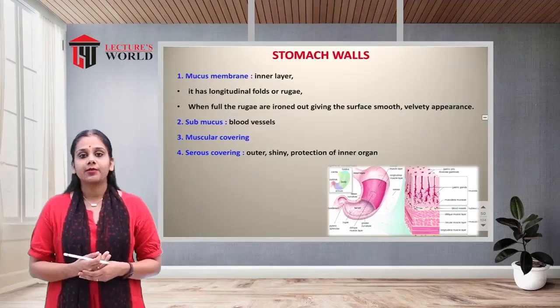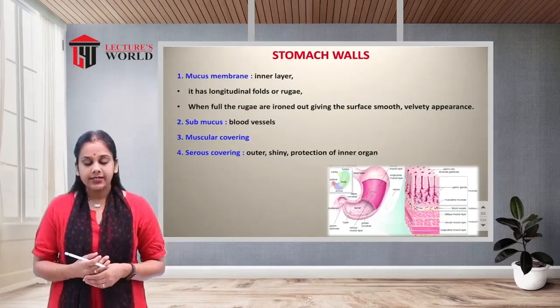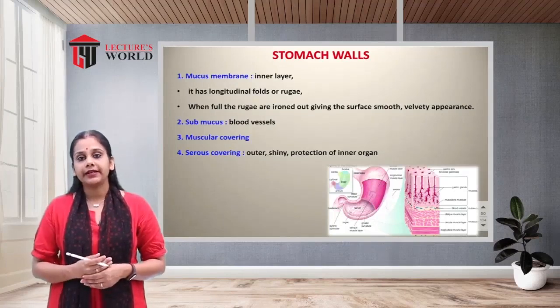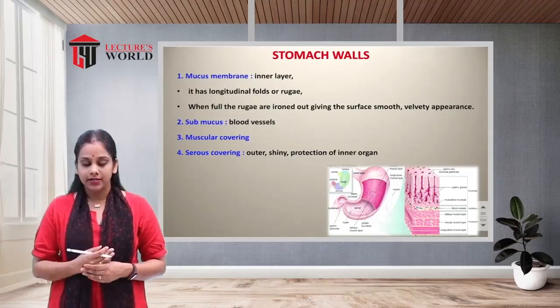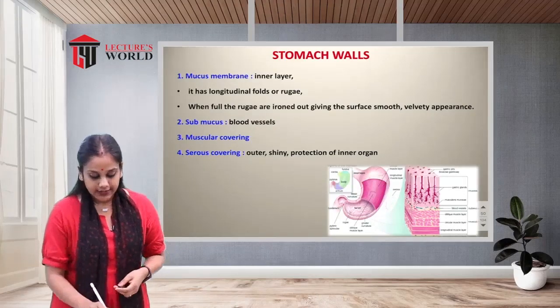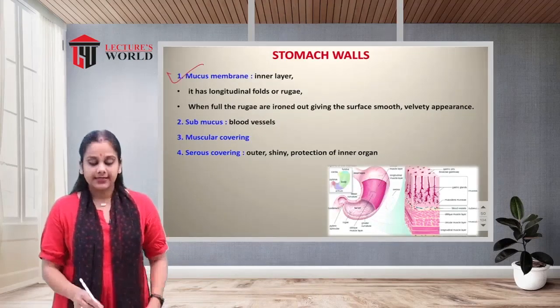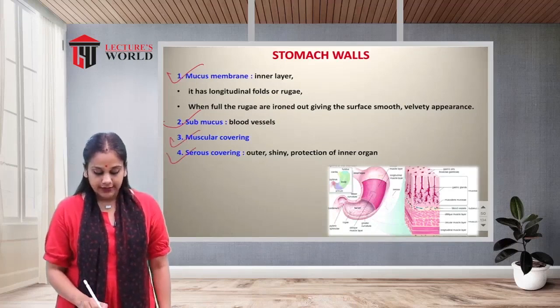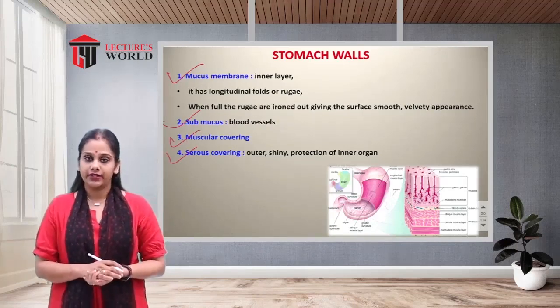Now we will see the stomach wall. As we know, in the GI tract or alimentary canal, there are 4 layers of the wall. The first is the mucous membrane, the second is the submucous layer, the third is the muscular covering, and the fourth is the serous covering or adventitia.